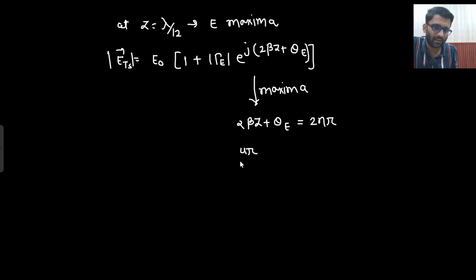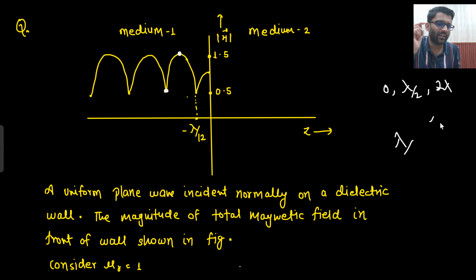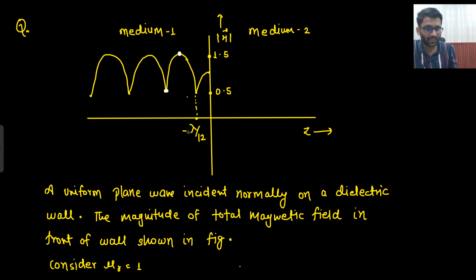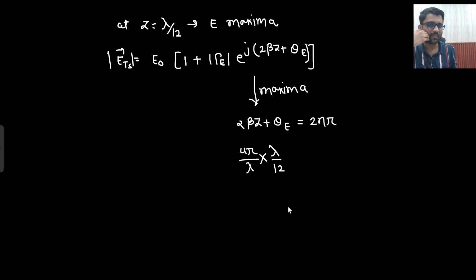Now 4 pi by lambda, what value will I put here? Lambda by 12. Why not minus lambda by 12? Look, what did I say? That z value, our final answer will always come positive. Do you remember 0, lambda by 2, 2 lambda, lambda by 4, all these were becoming positive only, no? In the graph it is shown by a negative value, but that doesn't mean you will put negative here. You will put positive only. If it was propagating in the minus z direction, that's why we put minus lambda by 12 there. So here you will put positive only.